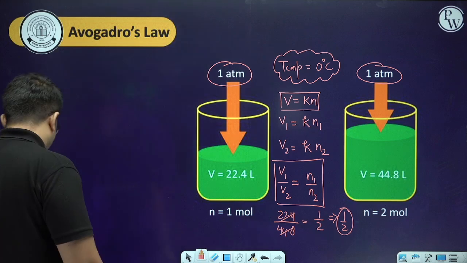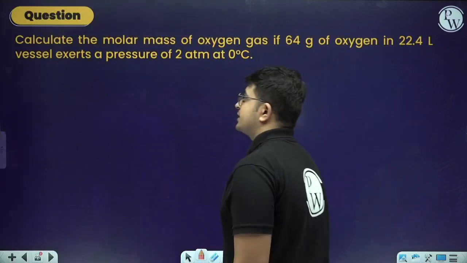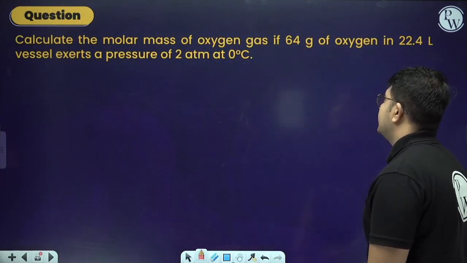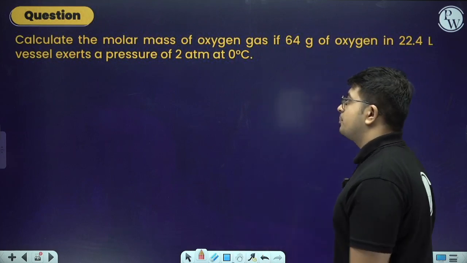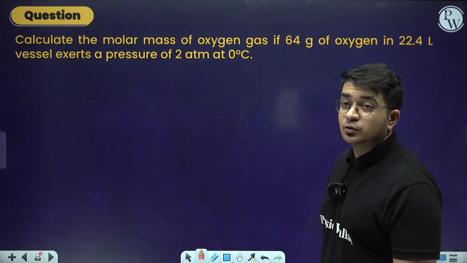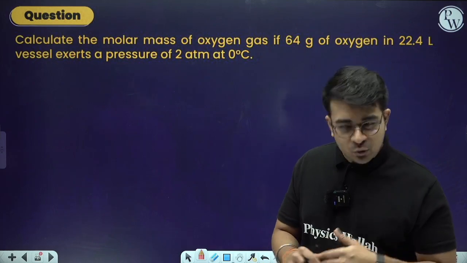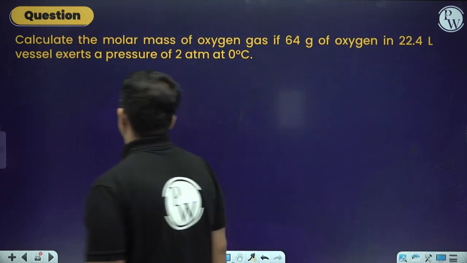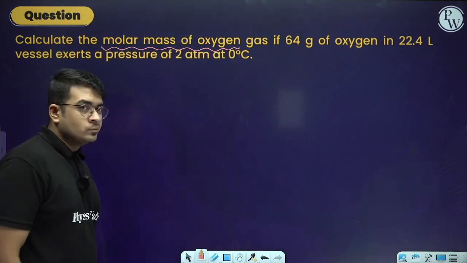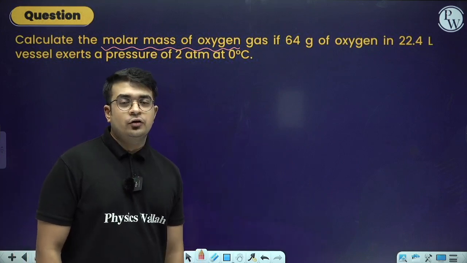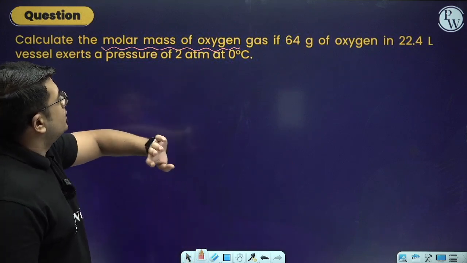Now, talking about the next part. Let's say we have a question. The question says, calculate the molar mass of oxygen gas if 64 grams of oxygen in a 22.4 liter vessel exerts a pressure of 2 atm at 0 degree Celsius. Again, a very interesting question. Not from the same part, but you can correlate the entire idea. So first of all, you have to calculate the molar mass of the oxygen.